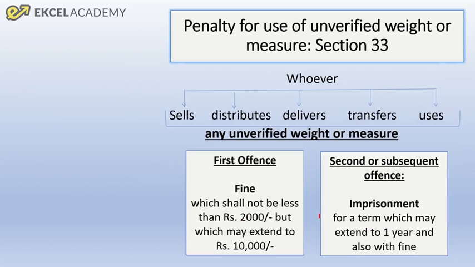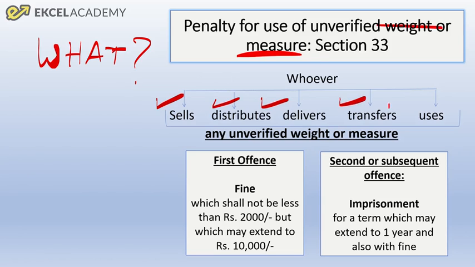So the kind of punishment is similar, but you should know what are the things for which punishment can be given under the Legal Metrology Act. Penalty for use of unverified weight. It is not verified by government. So you are using that, you are selling, you are distributing, you are delivering, you are transferring. It is not allowed. Because it is not allowed, for first offense, the fine will be not less than 2,000, but which is up to 10,000. Second offense is imprisonment for a term which may extend to 1 year and with fine as usual.